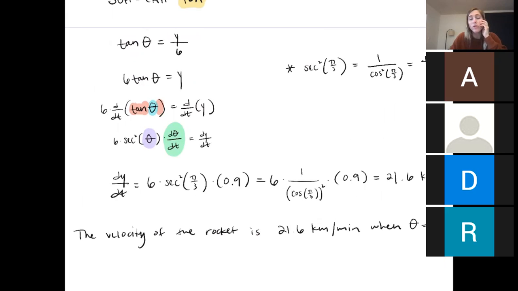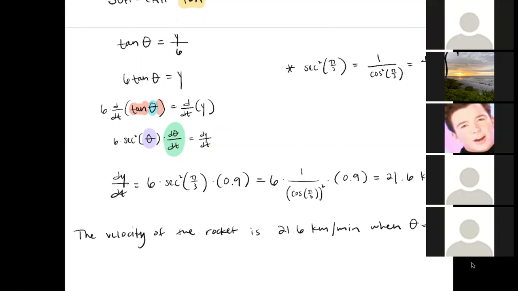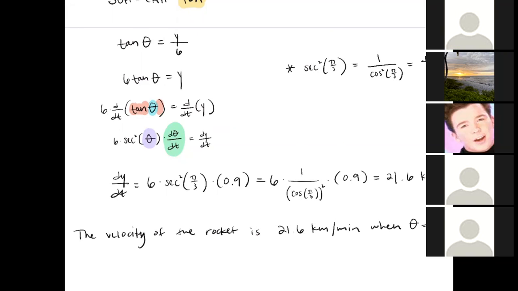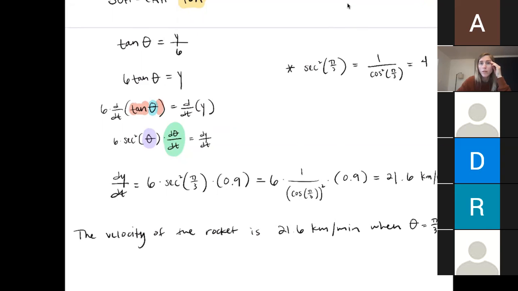So to come up with the 21.6, you could either evaluate cosine of pi over 3 using your knowledge of the unit circle. I also am okay if you just want to type that all into your calculator. Does anyone have any questions? Okay.